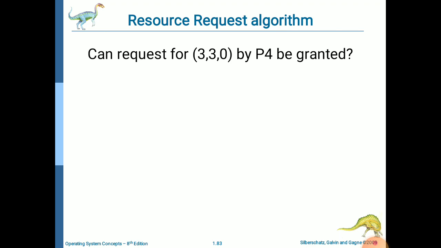Now, P4 is a process which is already executing. If it requests an additional 3, 3, 0, that is A instance 3, B instance 3, and C instance 0, whether it can be allocated or not is to be checked. Can this request by P4 be granted?